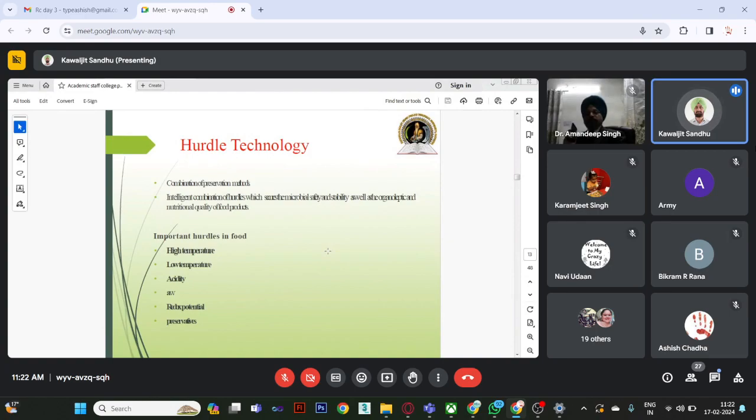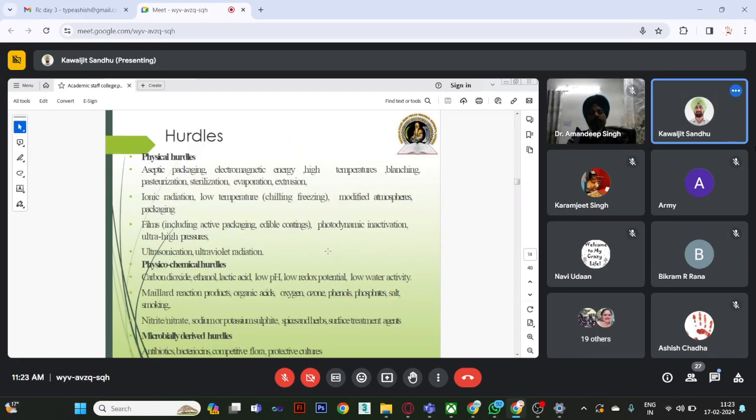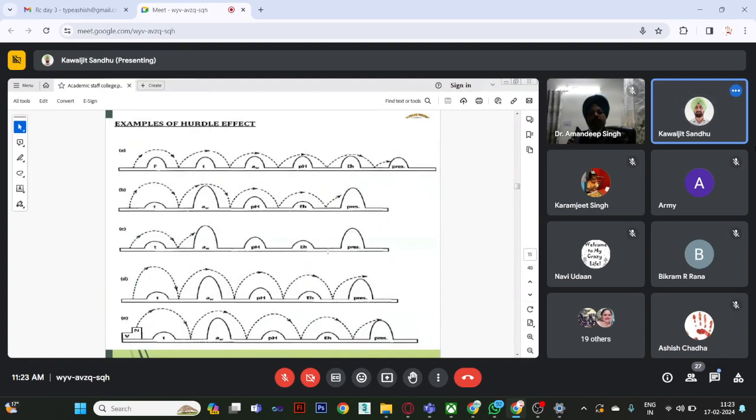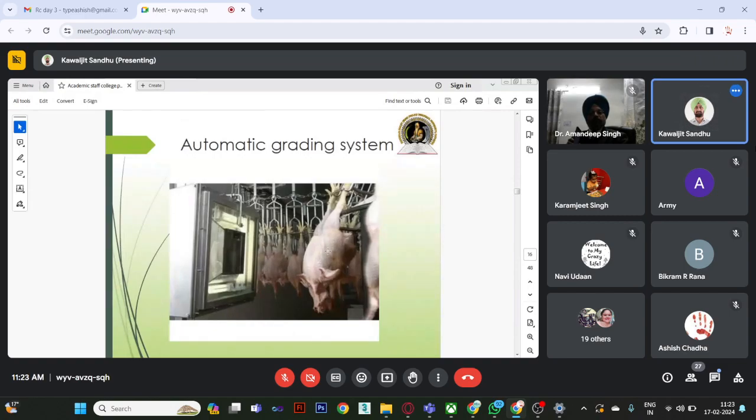Then we have hurdle technology. It's a combination of different techniques like temperature, acidity, water activity, preservatives in order to have a good quality food. So I have just named a few hurdles, physical hurdles and chemical hurdles. This is an automatic grading system. It will eliminate manpower required for our industrial operations.